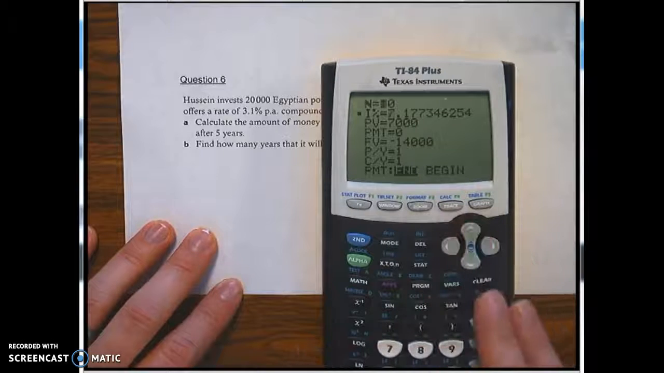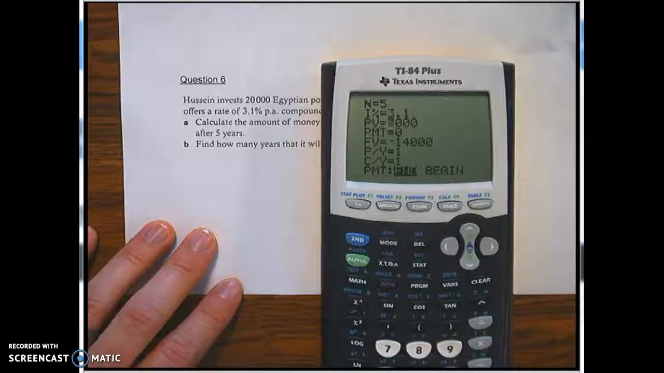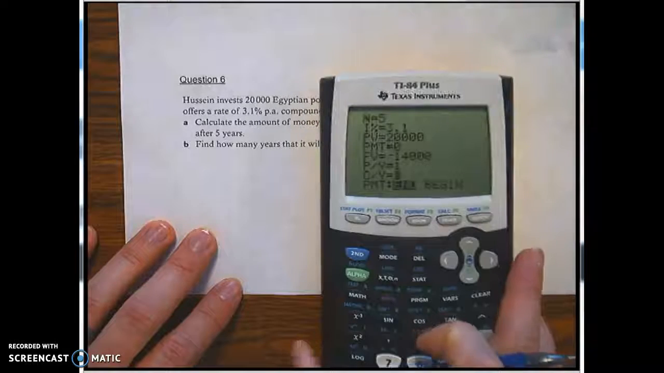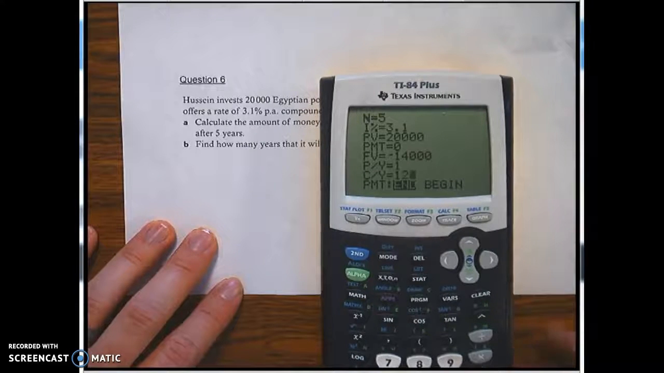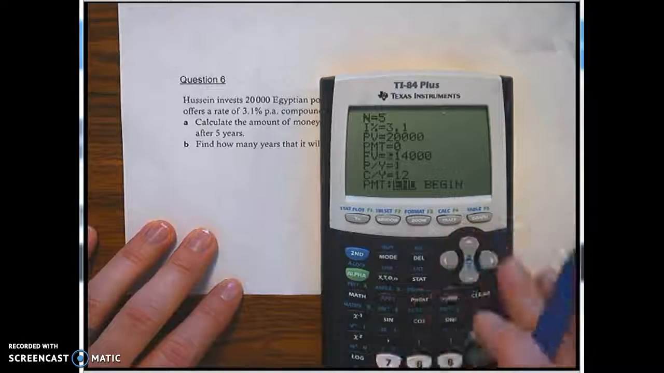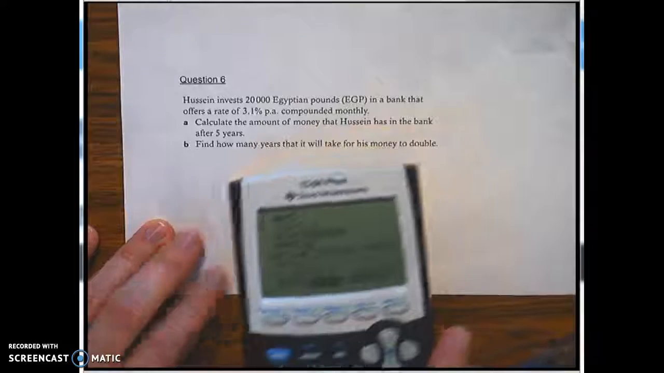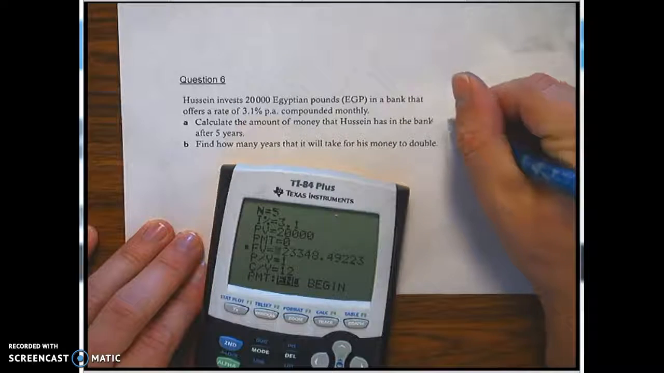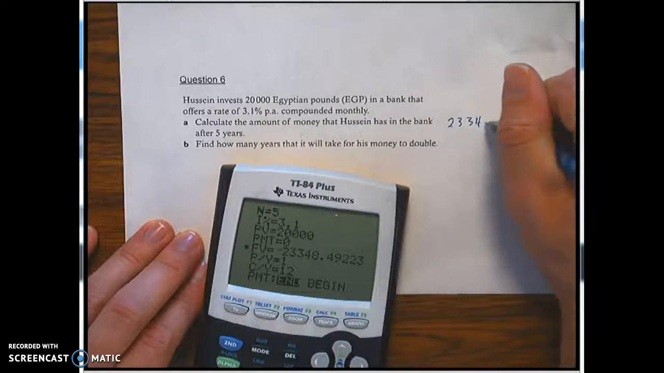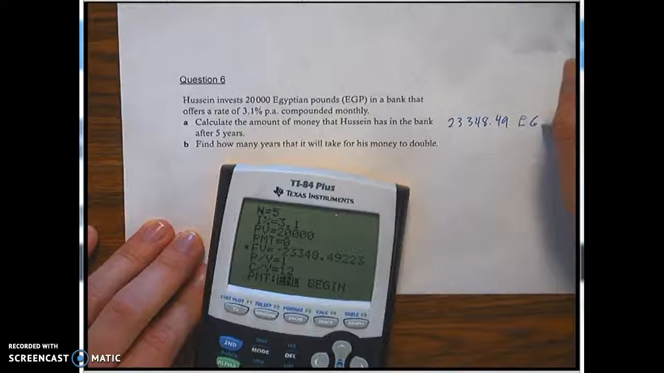So now our n is 5. Getting 3.1% per year. Started with 20,000. And it's compounded monthly, so the compounds per year is 12. It bears repeating: leave p/y at 1, leave the payments at 0. Alpha enter on the future value. Hussein has got 23,348.49 Egyptian pounds.